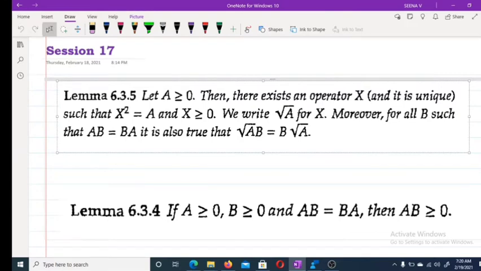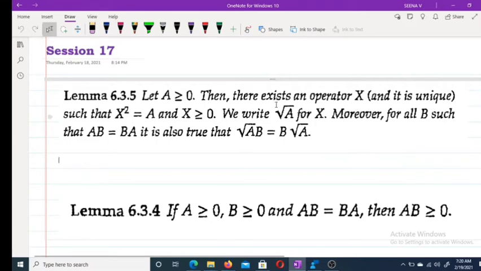Just recall what we have discussed in our last class. Last class we discussed lemma 6.3.5. Let a greater than or equal to 0 be an operator. Then there exists an operator x, and it is unique, such that x square equal to a and x greater than or equal to 0. We write root a for x.